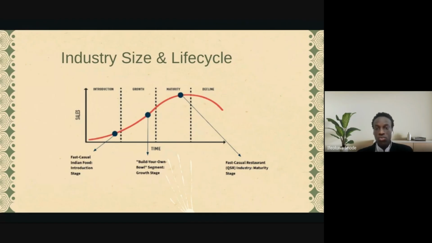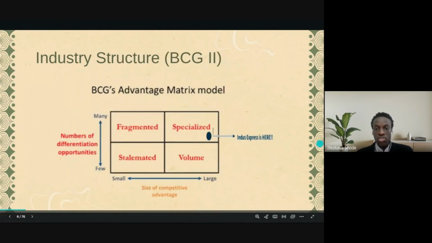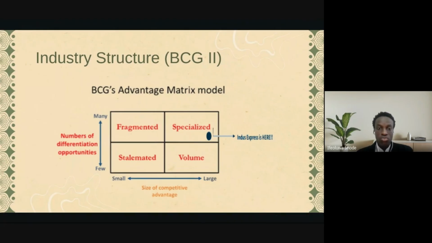Second, we have the build-your-own-bowl model. This is in the growth stage. Customers already love this format, as seen with competitors like Chipotle, and we know that this works. So we don't have to educate them on the process. And finally, we have the introduction stage, which is fast casual Indian food. This is, I'll say, our blue ocean. It's the first mover into a scalable niche, and our job is just to lower the barriers to entry for new customers. So now we'll be talking about the BCG matrix.